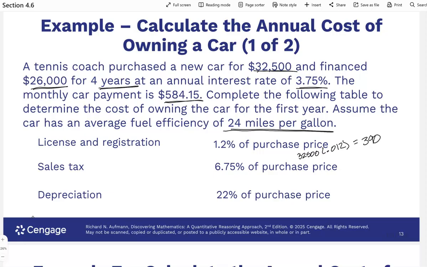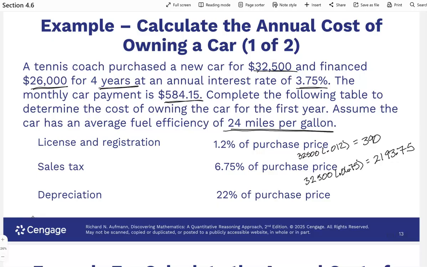Sales tax of the purchase price. Purchase price is 32,500. And notice for both of these, I'm using the purchase price. I'm not using how much was financed. The car was bought for 32,500. Multiply it by 0.0675. And I ended up with $2,193.75.